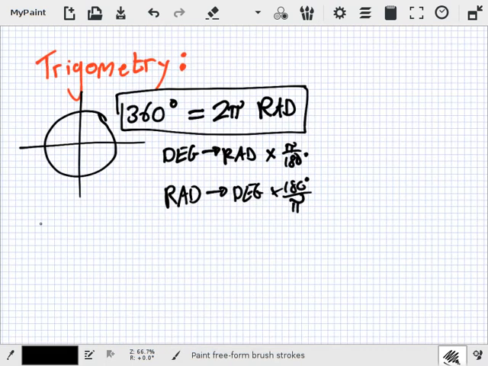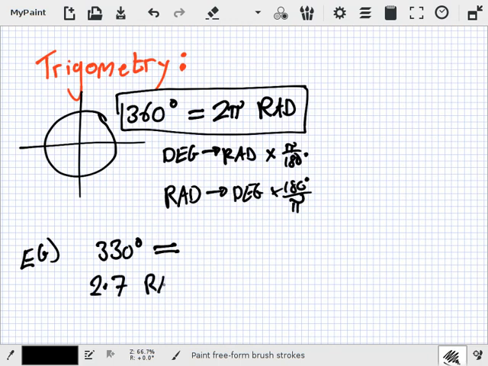I'll give you a couple of examples just to practice. What I want you to do is to convert 330 degrees into radians, and then I also want you to convert 2.7 radians into degrees. Tell me what you get for each, please.